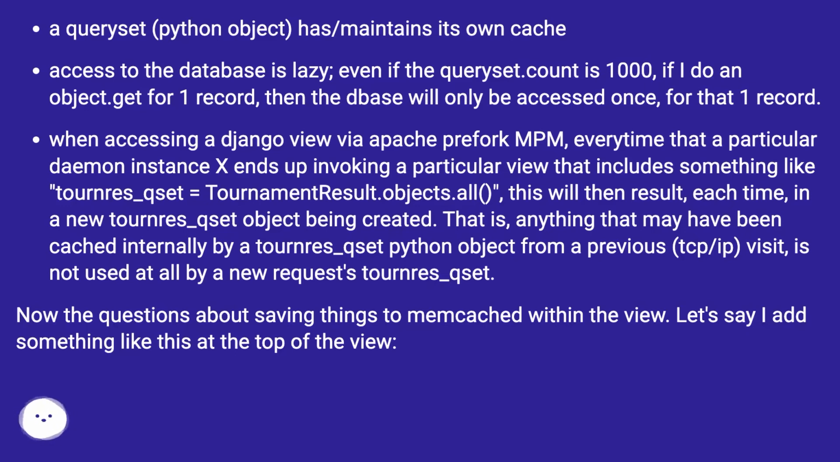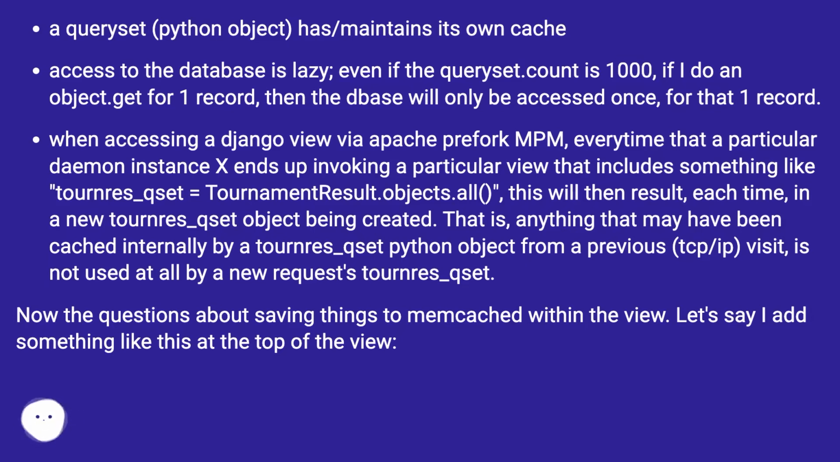When accessing a Django view via Apache prefork MPM, every time a particular daemon instance X invokes a particular view that includes something like tourners_set = tournament_result.objects.all(), this will result, each time, in a new tourners_set object being created. That is, anything that may have been cached internally by a tourners_set Python object from a previous TCP/IP visit is not used at all by a new request's tourners_set.